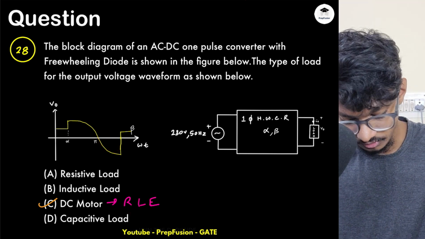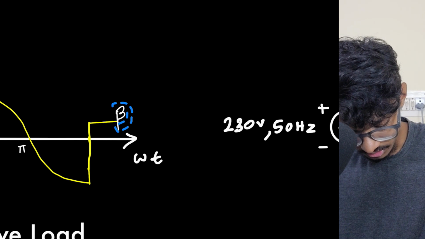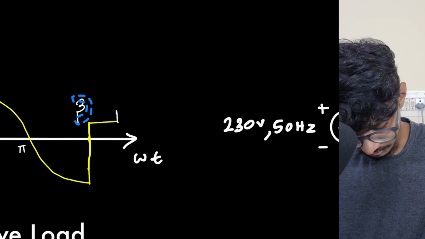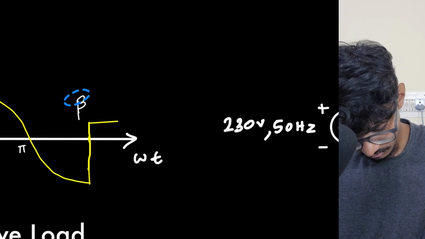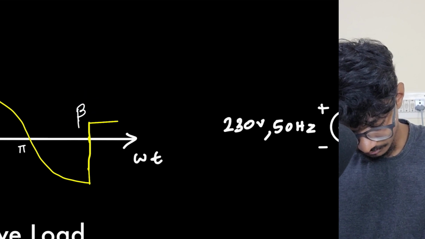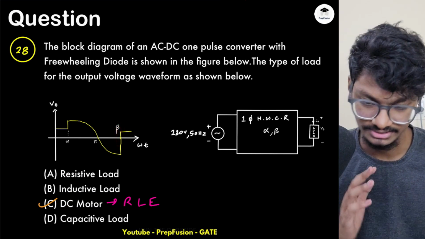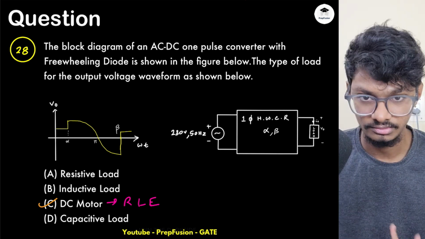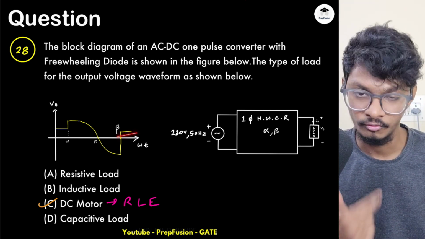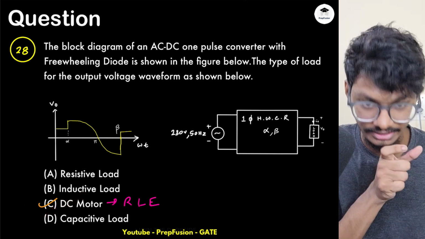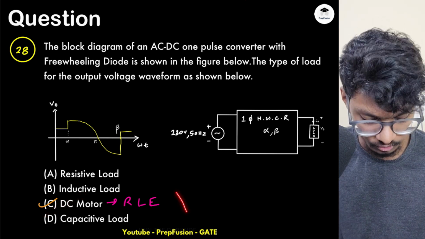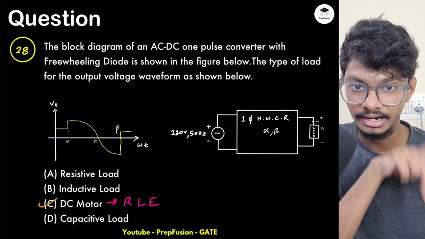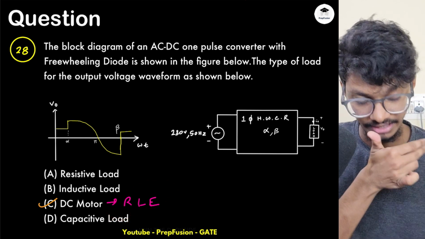In the case of an RLE load, due to the inductor, it keeps the device on for a certain amount of time, then the current extinguishes. This value will be beta, and then the current extinguishes. The device turns off and the voltage is E. So it is an RLE type load, and a DC motor is an RLE type. If you have studied electrical machines, you will understand that there is a resistor, an inductor, and a battery, which is known as the back EMF.